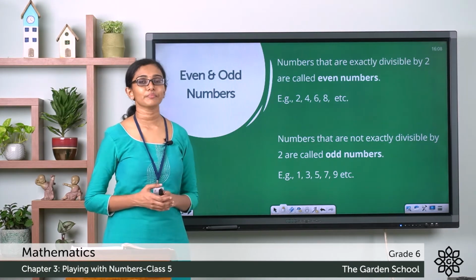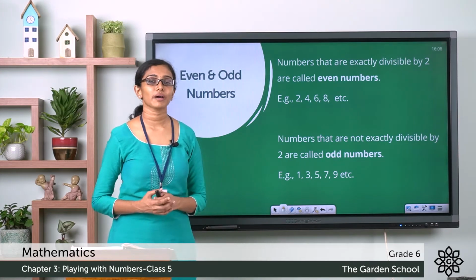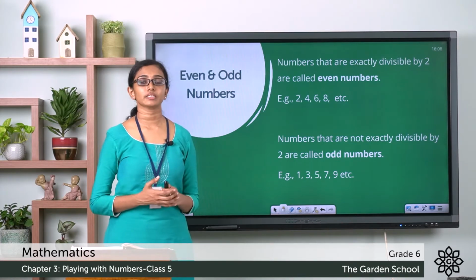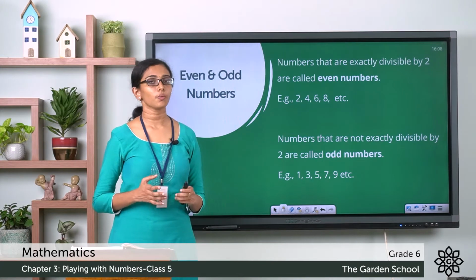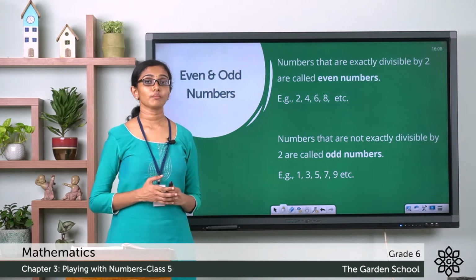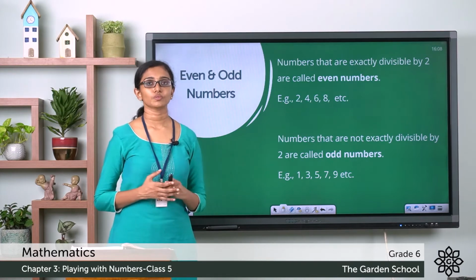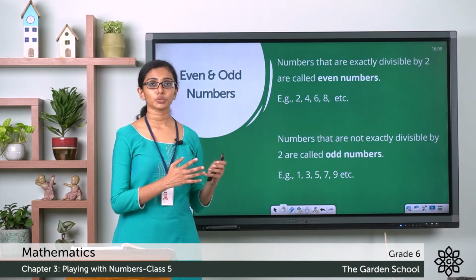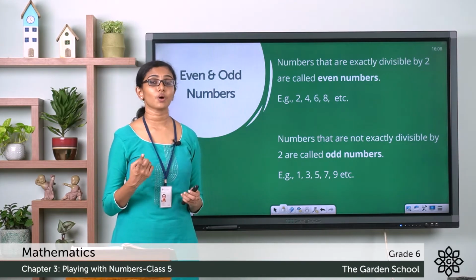So what are odd numbers? The numbers that are not exactly divisible by 2, or when you divide by 2, you get a remainder. You get a remainder of 1. Such numbers are odd numbers. For example, you have 3 flowers with you. You are forming groups, pairing the flowers. You made the first pair with 2 flowers and you have 1 flower remaining. There is a remainder of 1.